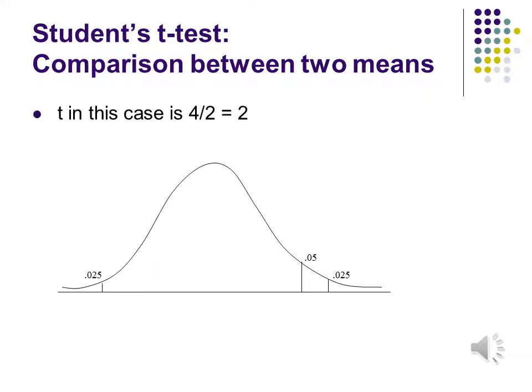And the further out on the tail it is, the more likely it is to be statistically significant. So we can calculate a t value and then see how likely it is to fit with the null hypothesis that there's no difference between the groups, or whether it's out far enough to say, yeah, this is a significant difference.